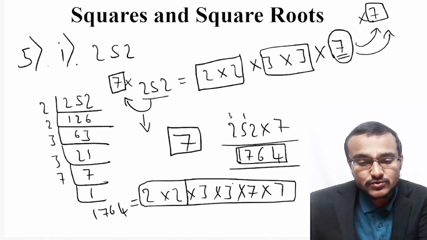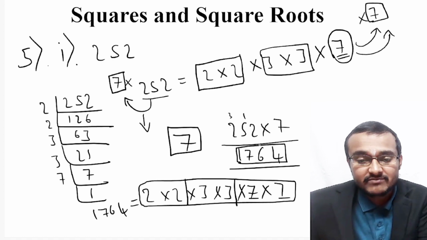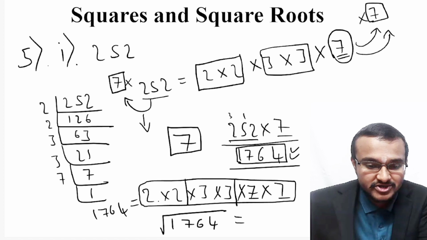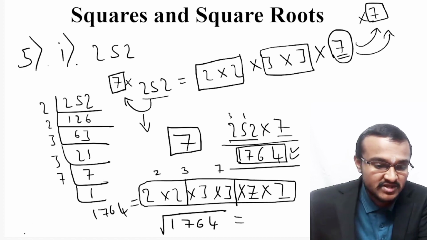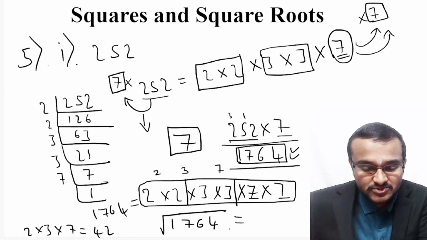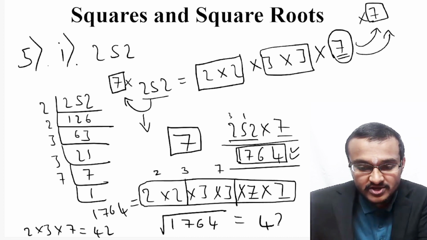So here also you can see 2 and 2 get pairs, 3 and 3 get pair, and 7 and 7 can get pair, because we have multiplied 252 with 7. So we have got the new number, that is 1764, and the square root of this particular 1764 will be 2 into 3 into 7. So take 1 2 from this, 1 3 from this, 1 7 from this. So 2 into 3 into 7 will be 7 3s are 21, 21 into 2 is 42. So the square root of 1764 is 42.